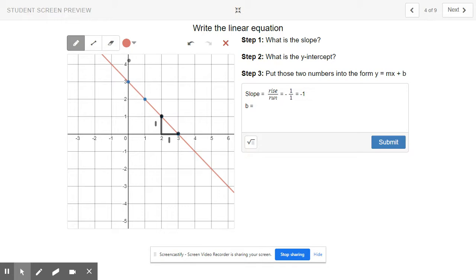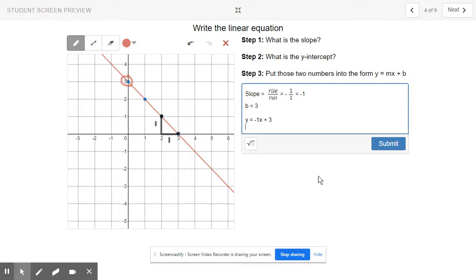My y-intercept is going to be, where does it cross the y-axis? I'm looking at this vertical black line, and it's crossing right up here at +3. My answer will be y equals negative 1x plus 3. Another way you will often see this written is just y equals negative x plus 3. Often, if you have a 1 with that x, it's invisible. We don't write it down. So either of those answers is correct there.